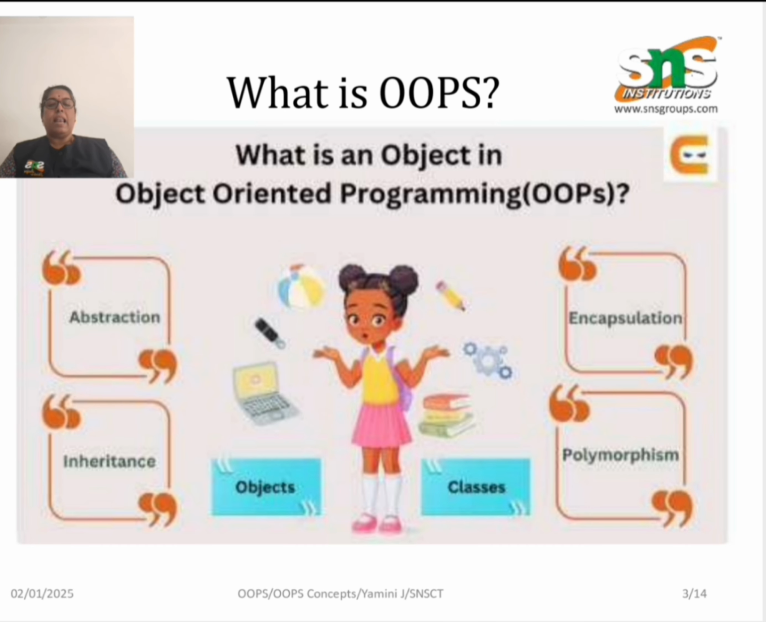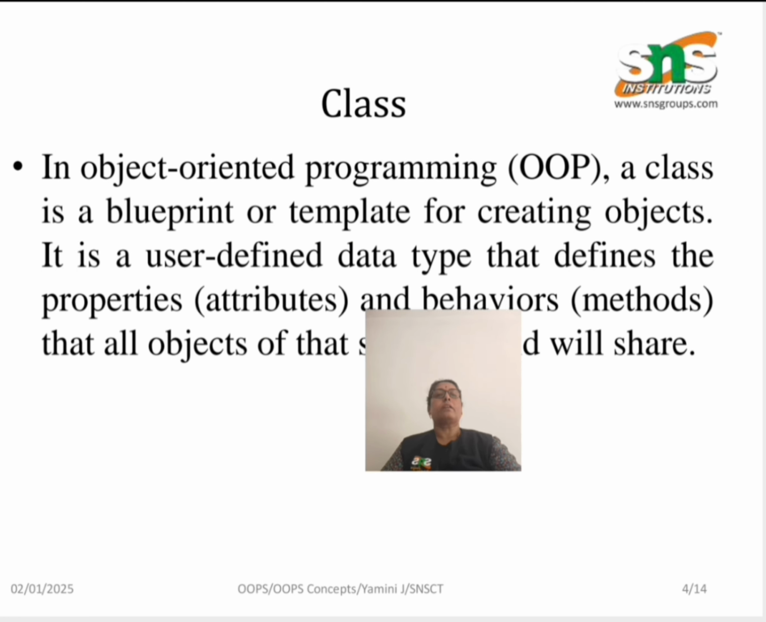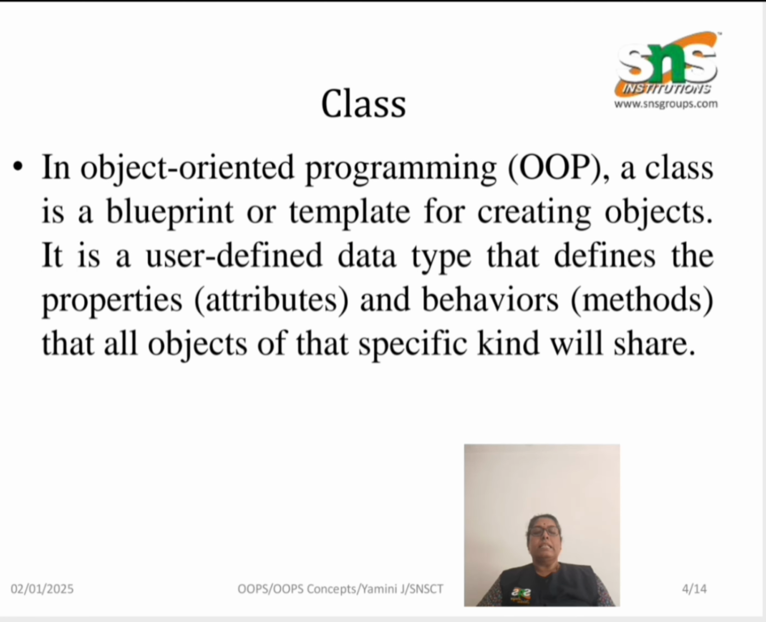Next one, class. A class is a blueprint or template for creating an object. It defines properties, also called attributes, and behaviors called methods. For example, a class called car may have attributes like color and speed, and methods like start and stop. The class itself does not represent a real object, but it defines how objects should behave.